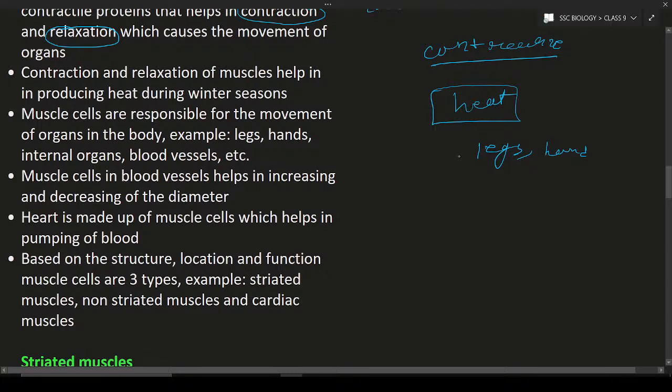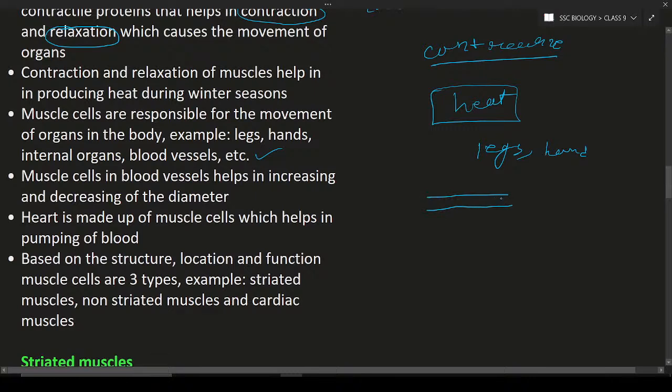Muscle cells, there is nothing but muscle fibers. Here the internal organs, like the heart, kidney, and so on, also have some amount of muscle tissue, okay. And blood vessels also have muscle tissue. What is meant by a blood vessel? In your 10th class, in the next academic year, we are going to discuss the types of blood vessels.